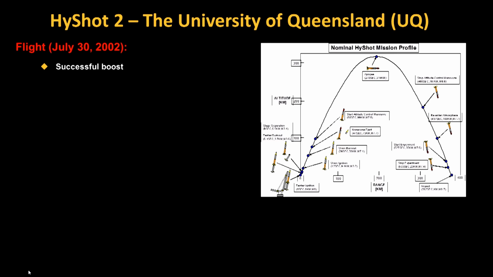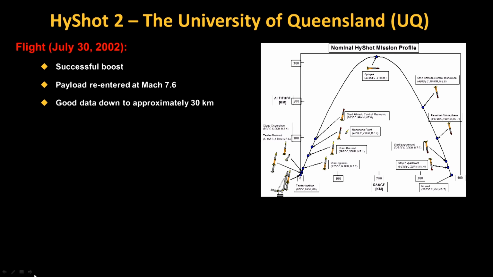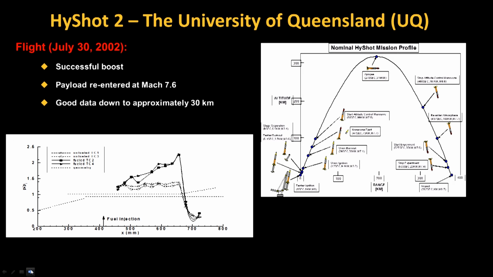On the day, the rocket boost went as planned, and the payload re-entered at Mach 7.6. Good scramjet data was obtained down to approximately 30 km, after which the payload broke up. Here is a plot of pressure along the HyShot combustor for both fuel on and fuel off. The pressure rise shown is from the supersonic combustion of hydrogen fuel.